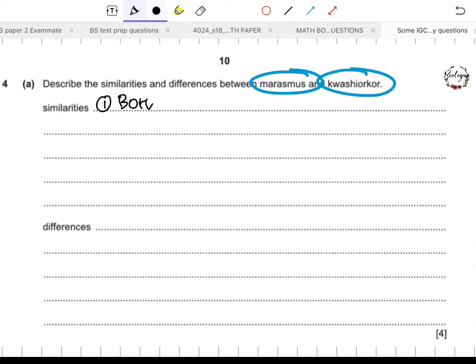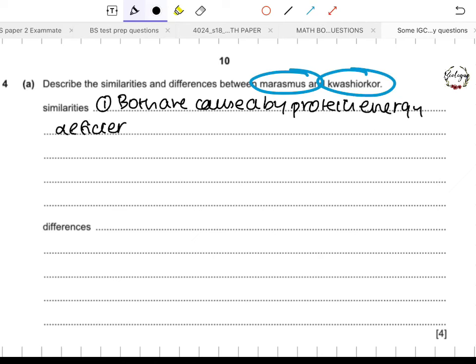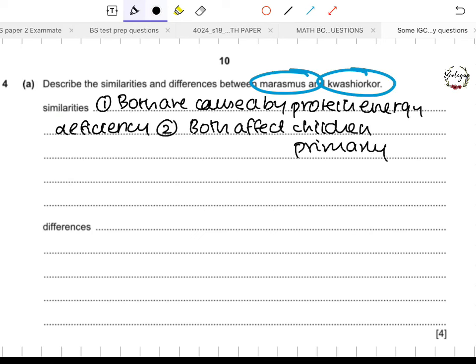Both are caused by protein energy deficiency. The second point could be, what is the similarity, right? Both actually affect children. Mainly and primarily both affect children. So those are your 2 points, 2 marks over there.